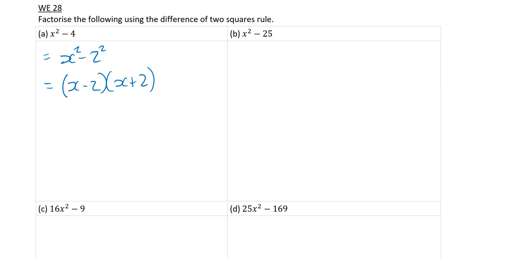Yeah, no squares with these ones. Yeah, that's because it's factorized. I haven't simplified, I've factorized. So they eliminate the middle term.